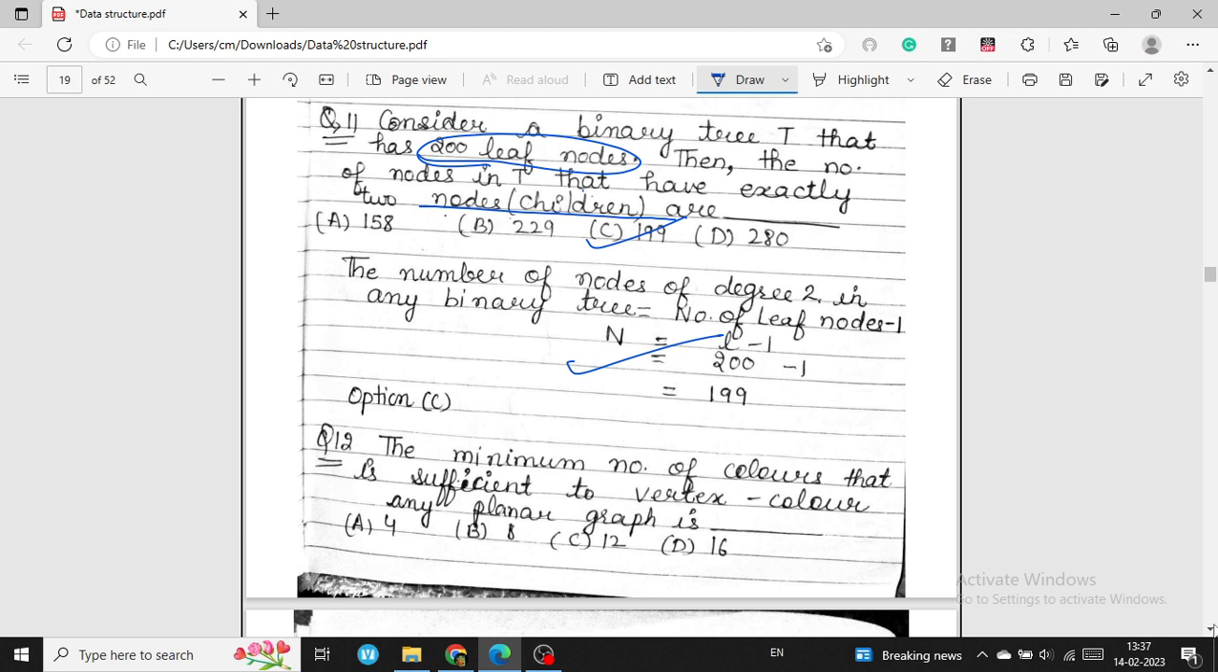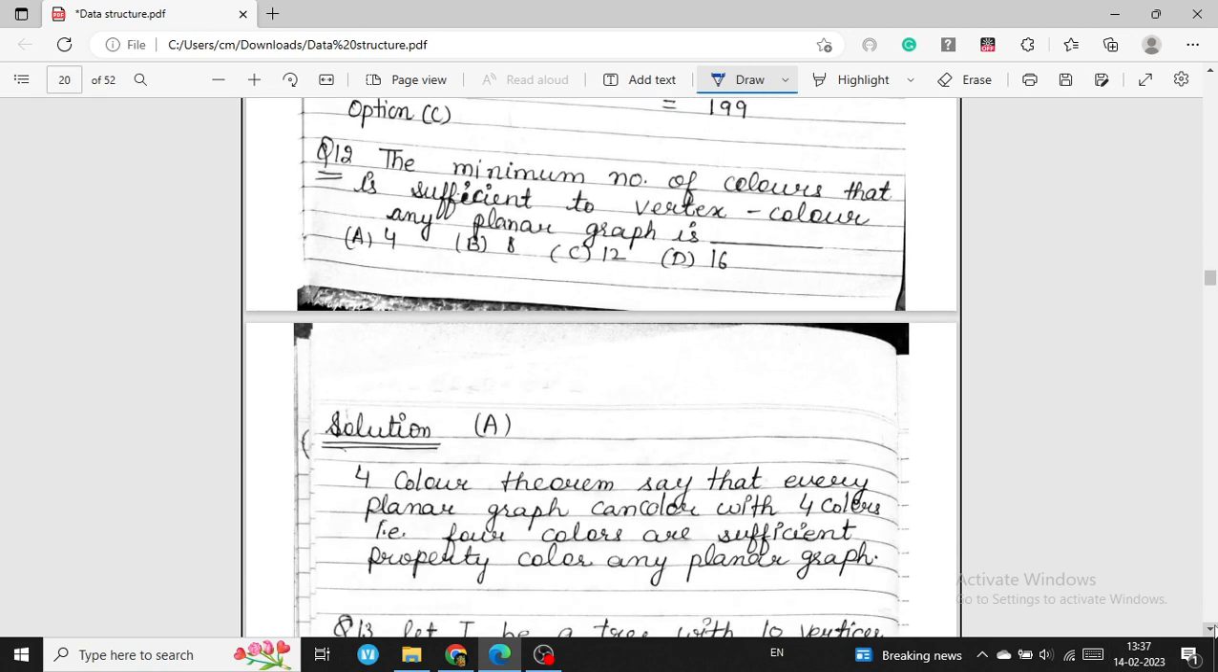The minimum number of colors that is sufficient to vertex color any planar graph will be 4. How? The four color theorem says that every planar graph can be colored with 4 colors. 4 colors are sufficient to color properly. So that's why the answer is 4, which is the minimum number of colors sufficient to vertex color any planar graph.